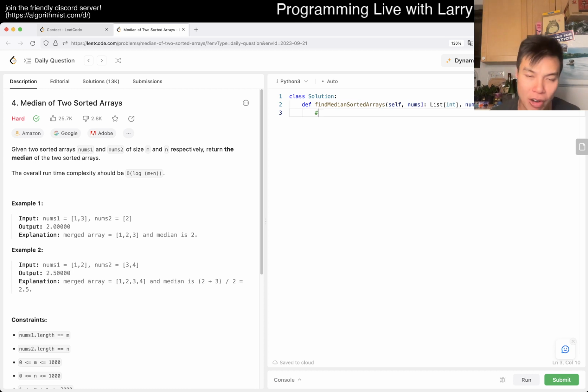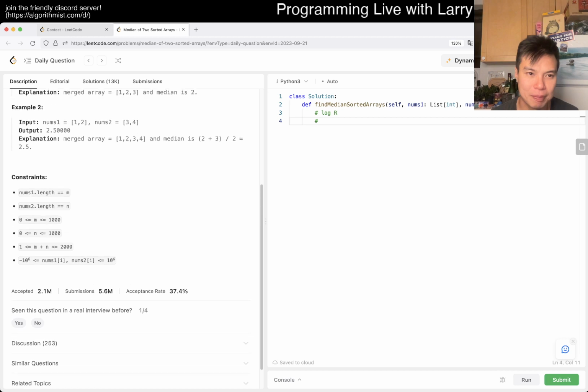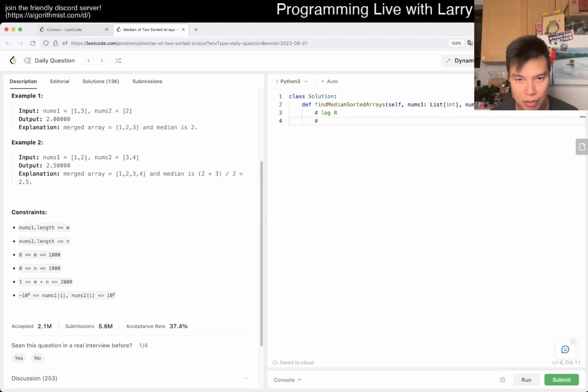So yeah, let's use the log R one, right? And then see, but basically the idea is that, okay, we make a guess, right?